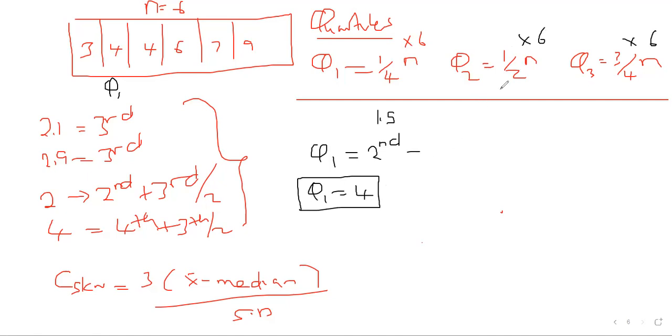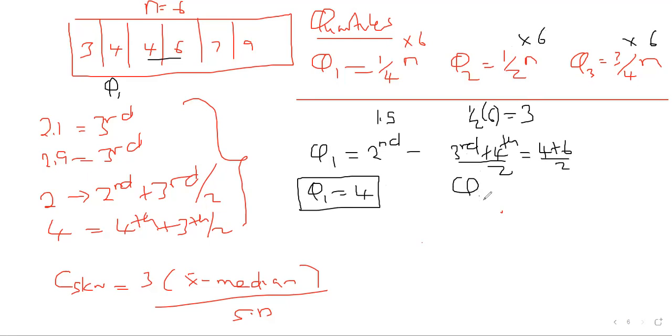Here, half of 6 is what? 3. So since it's 3 here, we're going to get the third number and the fourth number. We divide by what? By 2. So 1, 2, 3, 4. These two, we average them. So 4 plus 6 is 10, divided by 2 is 5. So Q2, which is also the median, is giving us a 5.